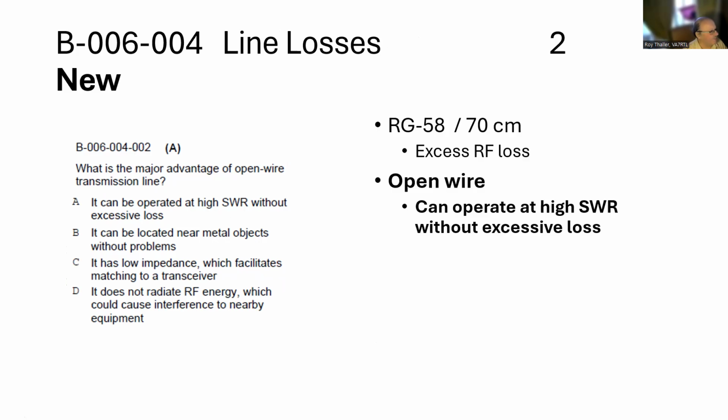Here is a new question. What is the major advantage of an open wire transmission line? So A is the correct answer. It can be operated at high SWR without excessive losses. And that's why some people use open wire line, because you have to worry less about SWR with an open wire line.